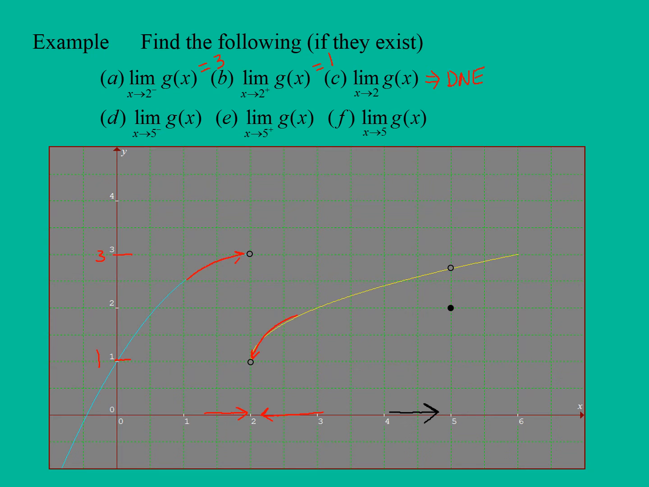Part D, the limit of g of x as x approaches 5 from the left. So as values of x approach 5 from the left, let's analyze what's going on here. Now, this graph is trying to trick us a little bit because you can see when x equals 5, the function is defined right here. However, we're not concerned where the function exists at that point.